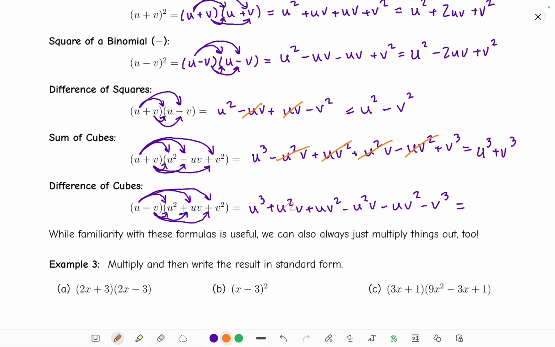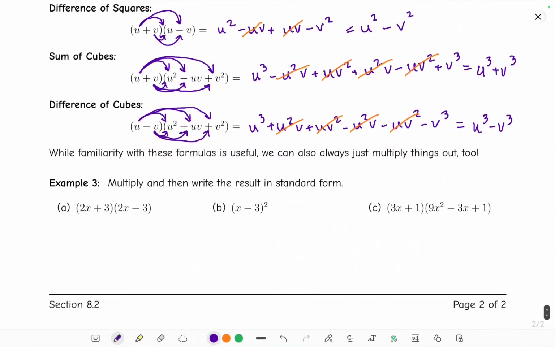So then you get the u squared v cancels out with the negative u squared v, and the uv squared cancels out with the negative uv squared, leaving us with u cubed minus v cubed, hence the name difference of cubes. So example 3 wants us to multiply these using the above information. So 2x plus 3 times 2x minus 3, well, that's difference of squares. So that's 2x squared minus 3 squared, or 4x squared minus 9 after we square everything.